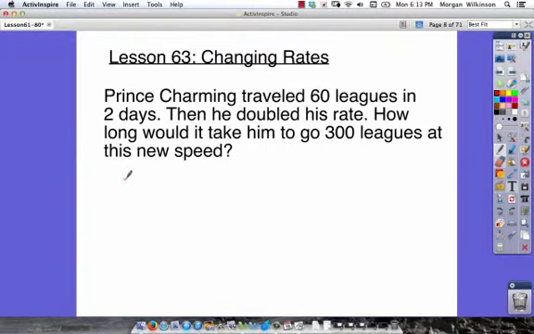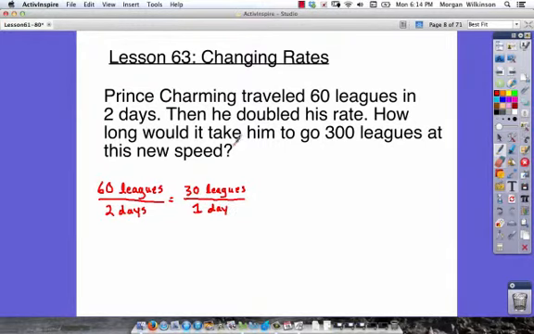So Prince Charming traveled 60 leagues in 2 days. We can write that as 60 leagues in 2 days. Now we can reduce that. We know that would be equal to 30 leagues in 1 day. And we want to reduce these problems because we want to know how far we go in 1 day.